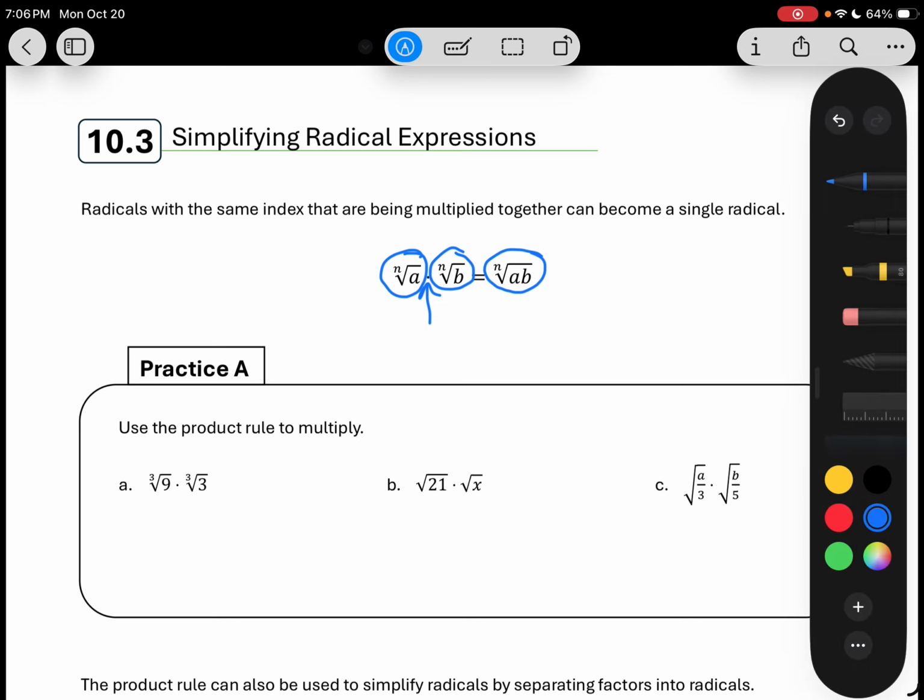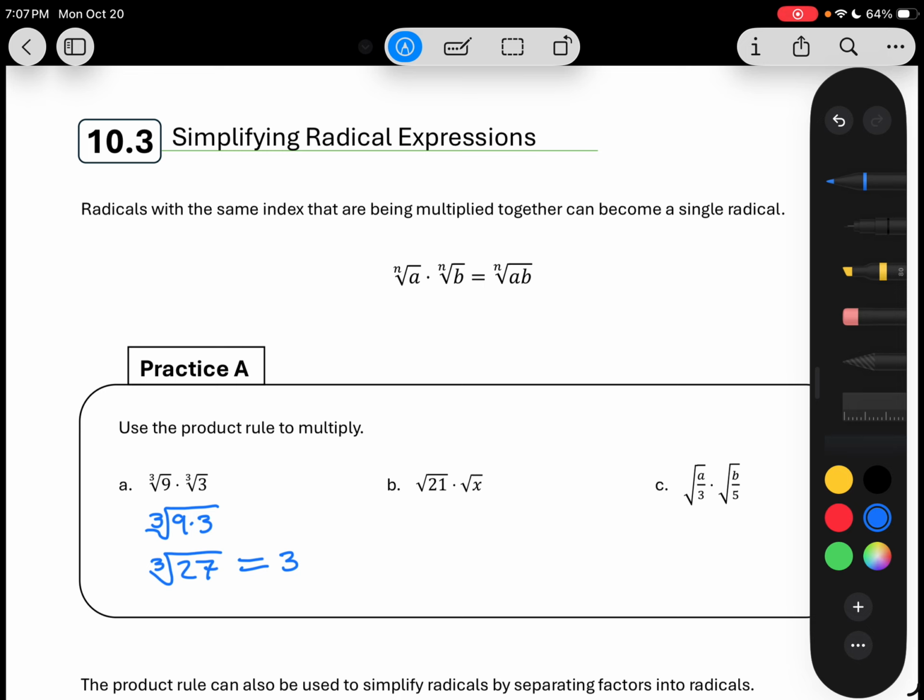So go ahead and see if you can apply that principle on practice A, and we'll see if you get it correct. If you take a look at practice A, we've got the cube root of 9 times the cube root of 3. That means we can do the cube root of 9 times 3. And we know that 9 times 3 is 27. So we have the cube root of 27, which actually now simplifies to just 3.